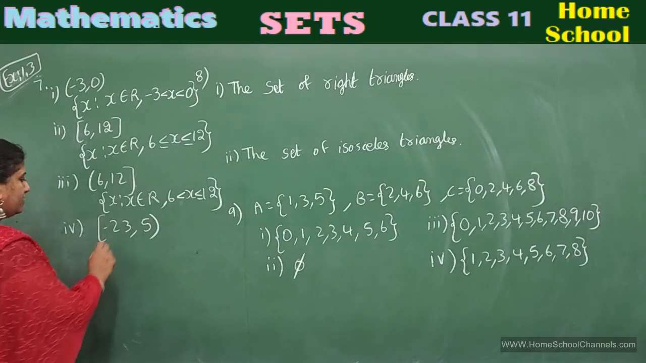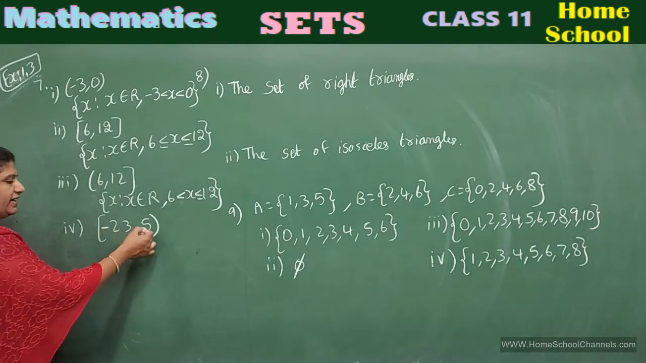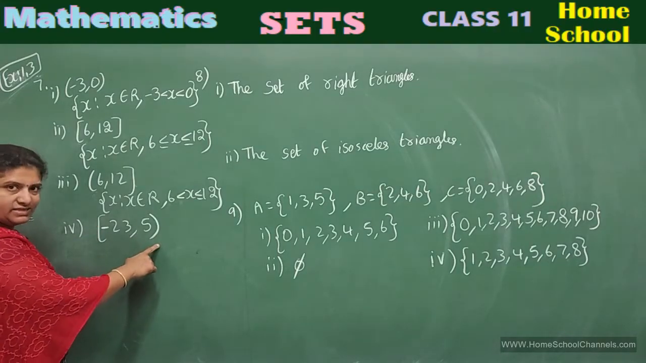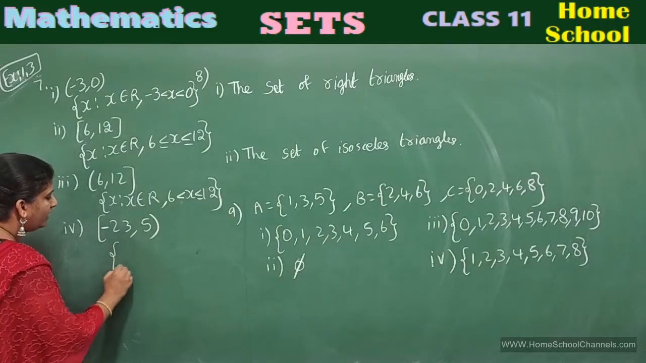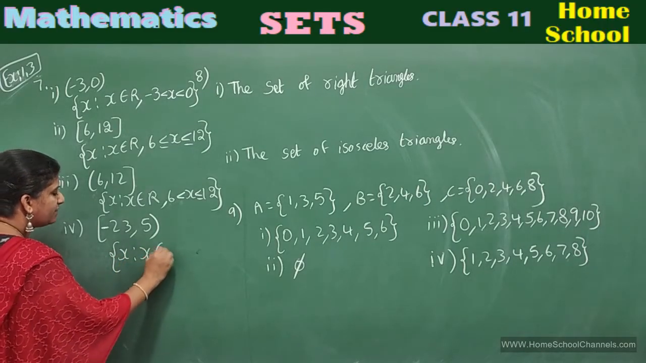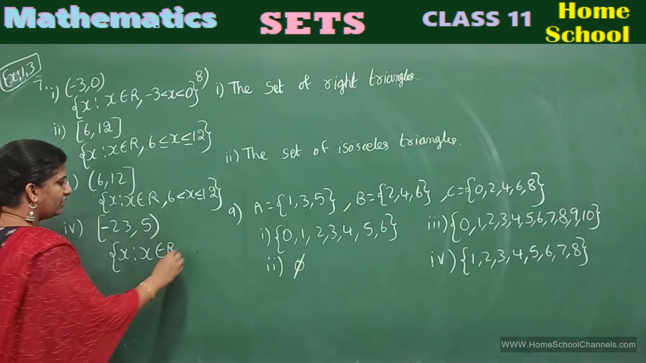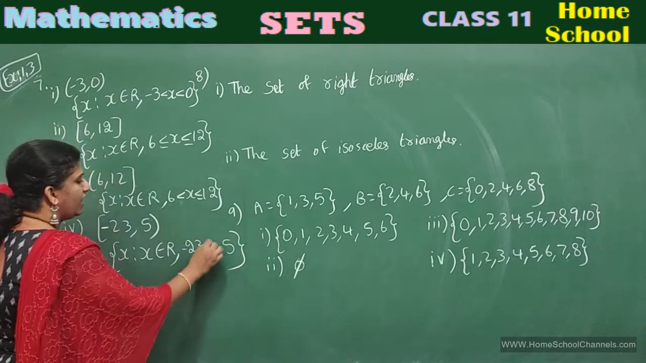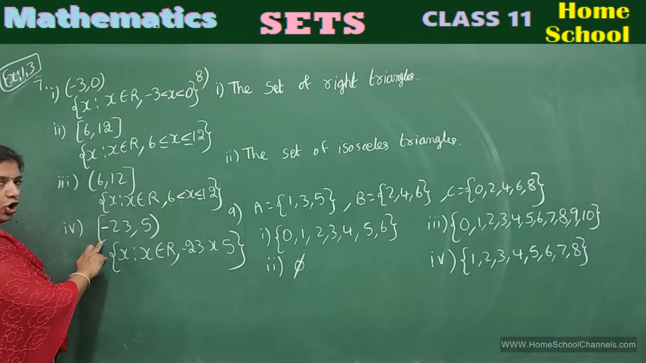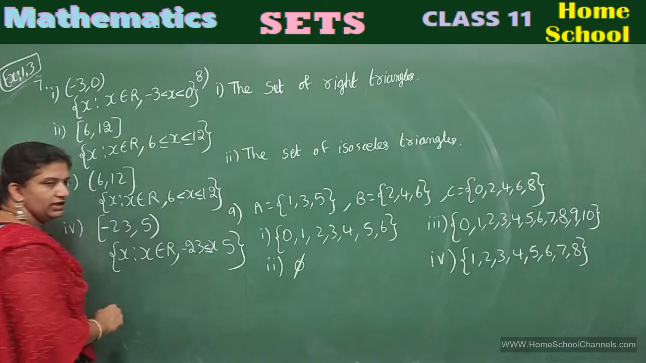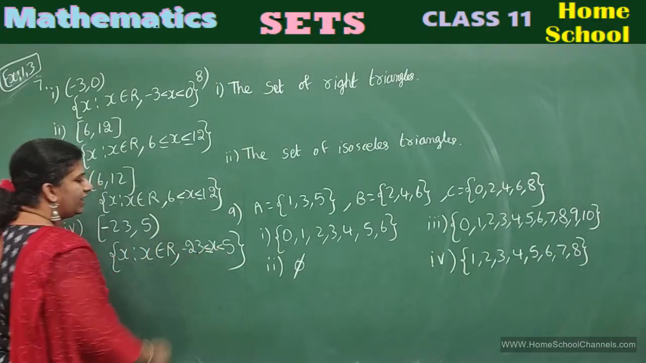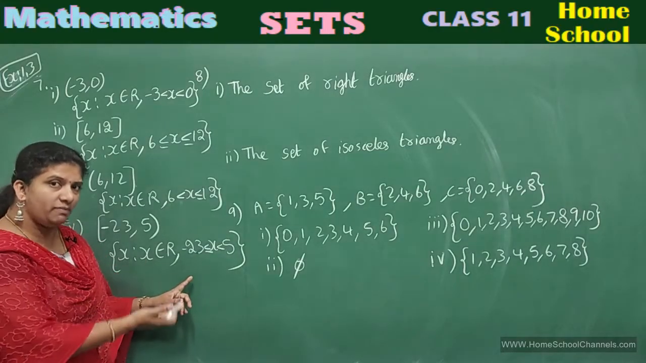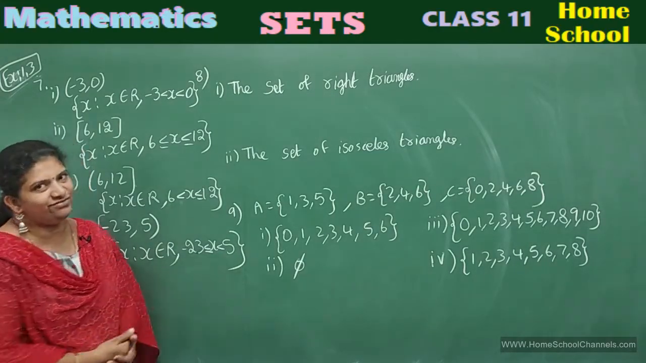Okay, last one. See here, -23 comma 5. This is closed interval and this is open interval. How do you write? X such that x belongs to real numbers, and write the numbers -23, 5, x in middle. Closed, less than or equal to. Open, only less than. Now read this one. X is greater than or equal to -23, less than 5.